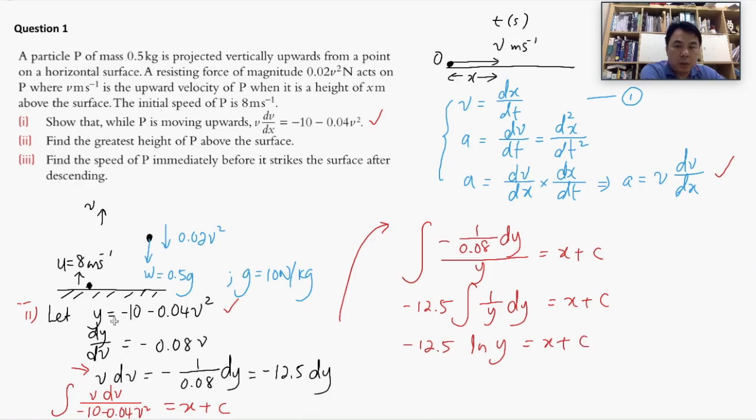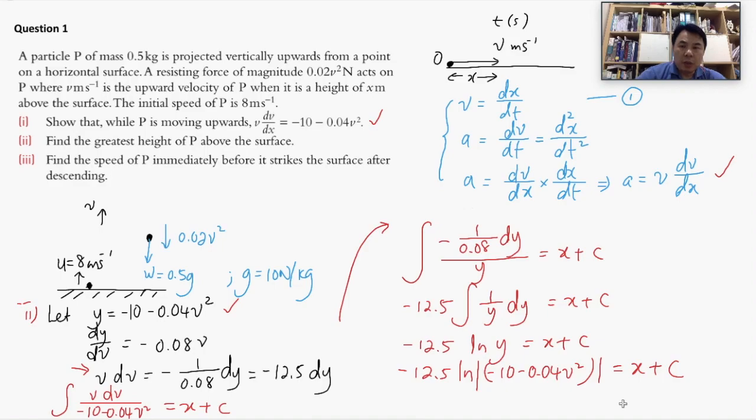Therefore I can rewrite that as negative 12.5 ln y equal to x plus c. But y was introduced by myself. y is represented as negative 10 minus 0.04 v squared. So I should replace that with negative 10 minus 0.04 v squared. Right, now in this case, because we are dealing with ln, I better put a modulus sign there. So I hope that is clear at this point. Okay, right.